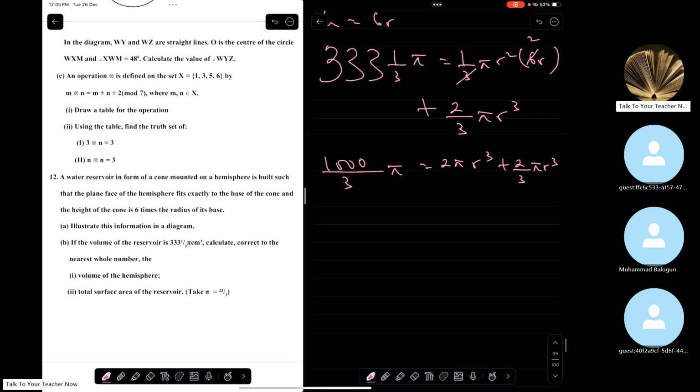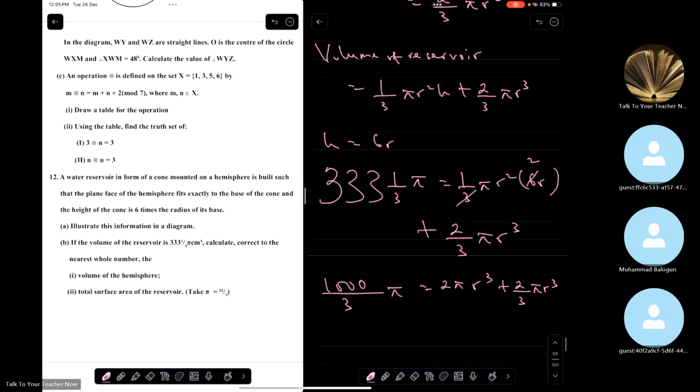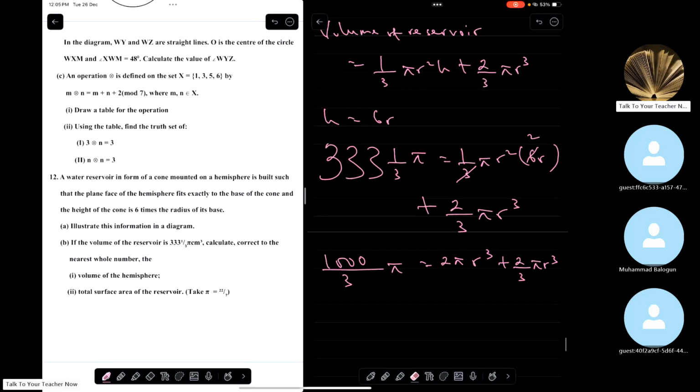We're finding the volume of... they gave us the volume of the reservoir, and they said we should find the volume of the hemisphere. No, why am I doing this? This is the volume of the hemisphere. I should subtract the volume of the cone from the volume of the reservoir. Let's not be lost, please.